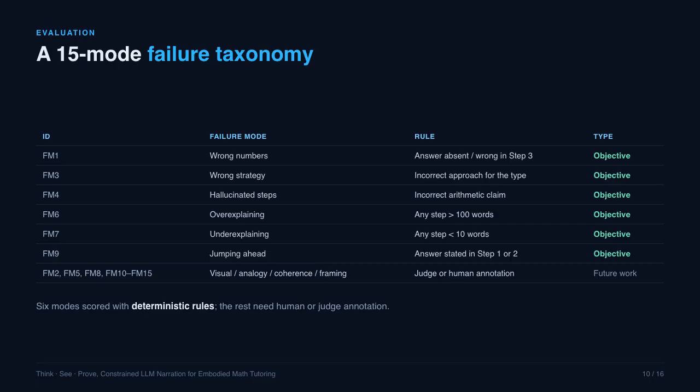The remaining 9 modes are more subjective. Things like invented visuals, wrong analogies, repetition, narration simulation mismatch, broken narrative, inappropriate confidence, negative framing, age-inappropriate vocabulary, and cultural assumptions. Assessing those reliably requires human annotation, simulation logging, or a validated judge-based protocol, so we reserve them for future work. In this paper, we report results on the 6 objective modes, which we can evaluate at scale and reproducibly.